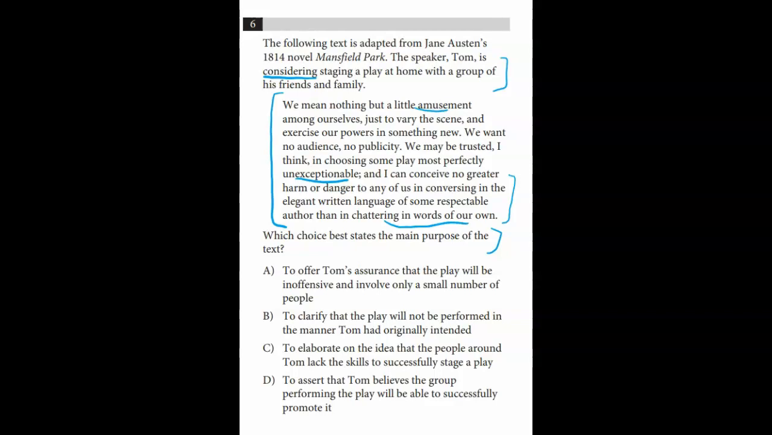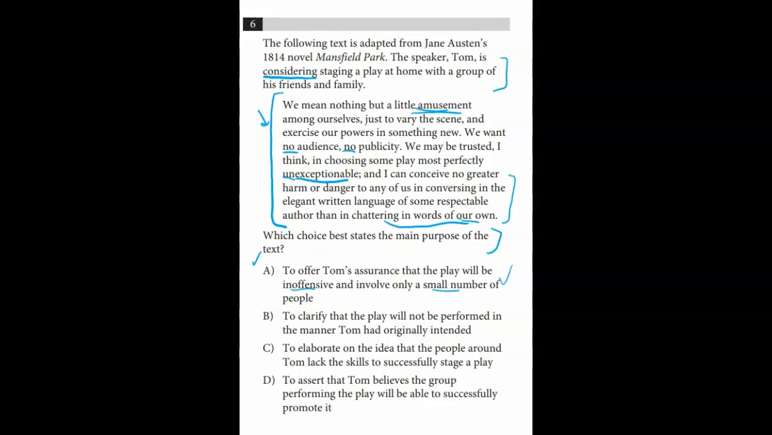So let's look at the main ideas. To offer Tom's assurance that the play will be inoffensive and involve only a small number of people. I like that one because he does talk about it. He's like, we mean nothing but little amusement among ourselves, no audience, no publicity, so few people. Yeah, so it's going to be perfectly unexceptionable, and it's going to be in the words of our own. It's going to be an inoffensive, small play. It's just going to be fun. This looks like it's him describing it to other people, so yeah, I like it.